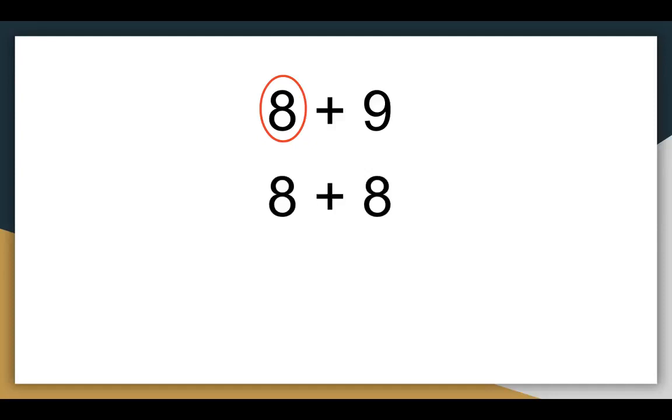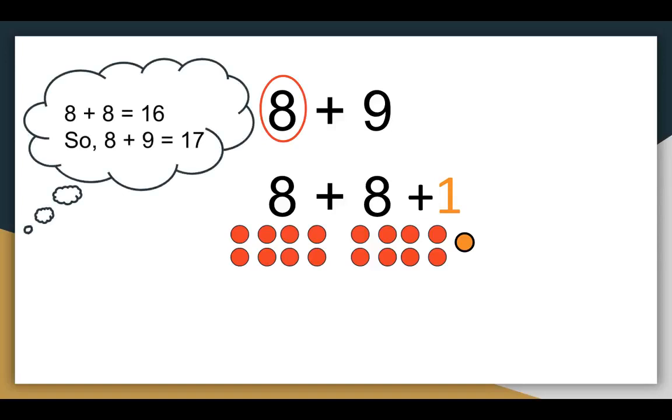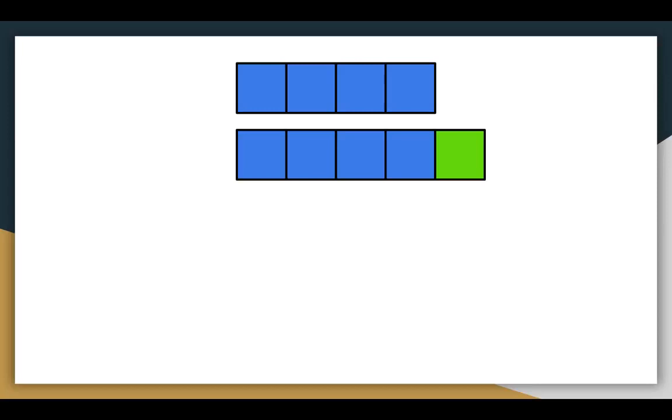If I know 8 plus 8, then I can help myself know 8 plus 9. So 8 plus 8 is 16. I'm adding 8 plus 9, which is only one more than 8 plus 8. So I add one more to the end. 8 plus 8 is 16, plus one more is 17. So in my head, I'm thinking 8 plus 8 equals 16, so 8 plus 9 is 17. It's just one more.